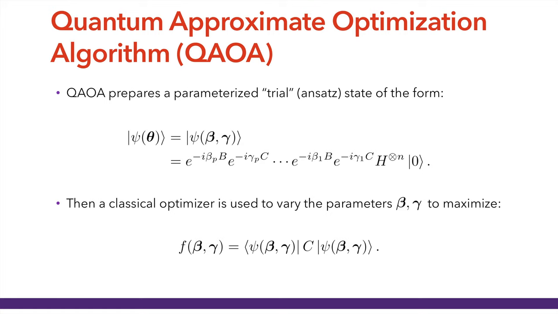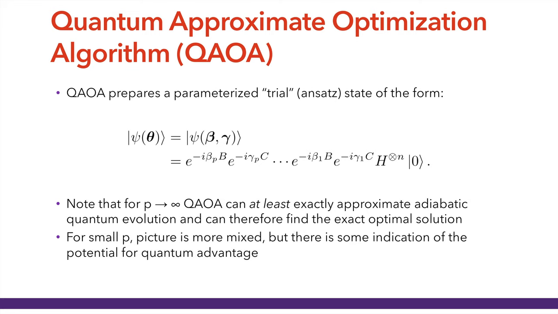And then what we do is we use a classical optimizer to vary the parameters beta and gamma to bring this trial state as close as possible to our target state, which is the ground state or the highest energy eigenstate of our problem Hamiltonian. And we use this energy, the f of beta and gamma, as the function that is fed into the classical optimizer. You will see in more detail how this works in the hands-on session.